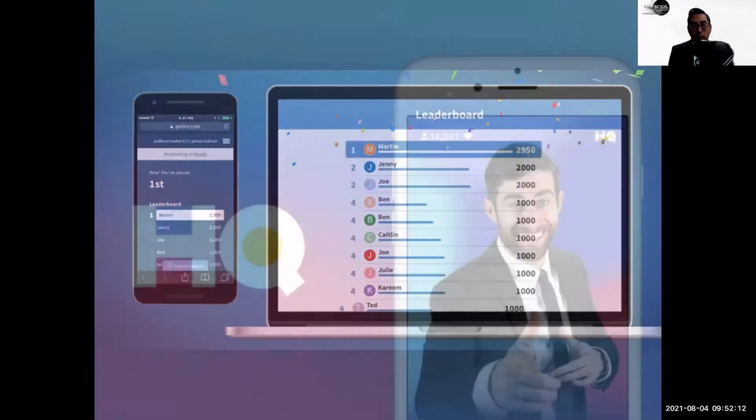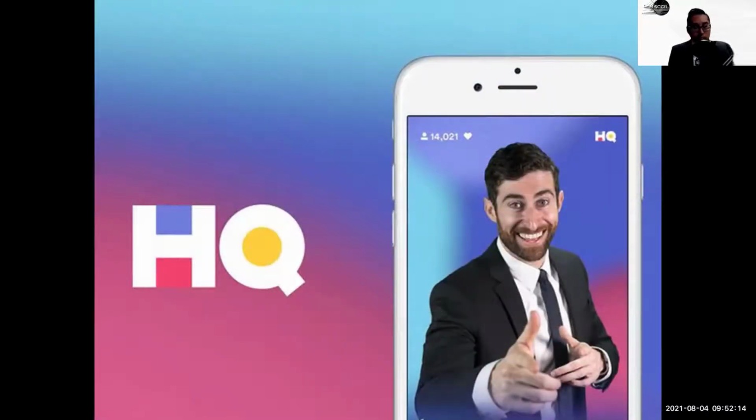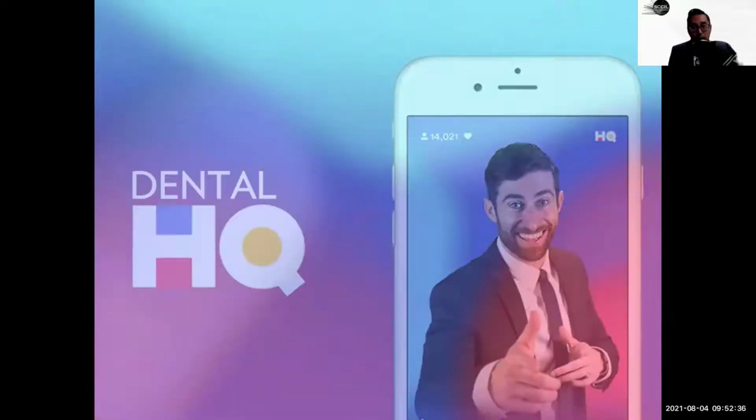It's very similar to HQ, which I don't know if it's still around, but it was a trivia app game that functioned in the same way. You answered a series of trivia questions, the faster you answered, you got more points, and if you missed a question, you were out of the game. But in competitions, people stay within the game. I themed it around that, and of course, I had to throw a dental spin on it, so I called it Dental HQ.